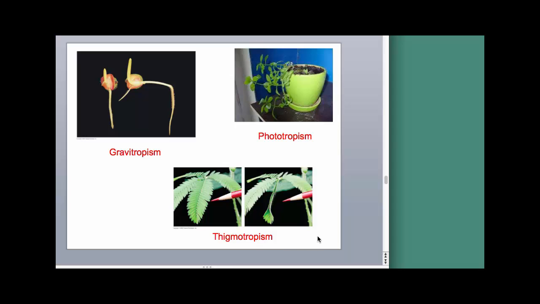Thigmotropism is response to touch. Here I give you a picture of what we call a sensitive plant. If some of you have seen these, when you touch them, in this case with a colored pencil, it actually causes the leaves to fold closed. This is in response to an organism chewing on it.